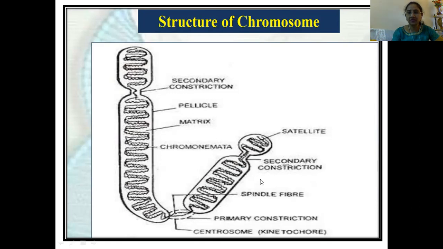Now the spindle fibers. Spindle fibers are thread-like structures which help during mitosis cell division. Whenever the metaphase or anaphase stage comes in cell division, the spindle fibers help to form the equatorial plate and separate the chromosomes to move towards the opposite poles. So what structure helps? It is the spindle fibers which help in the separation of chromosomes to the opposite poles of the cell.